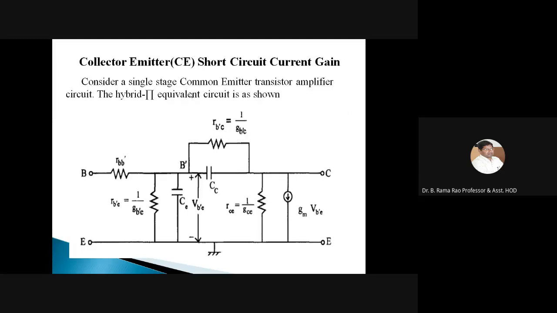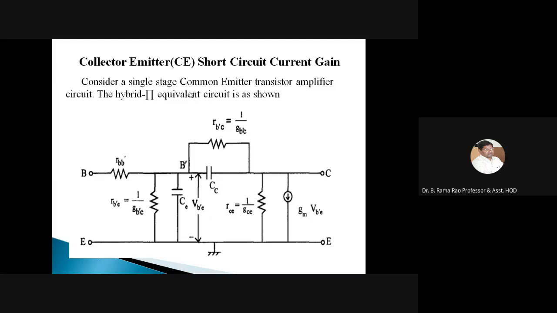Now, the next one is collector emitter short circuit gain, or simply CE short circuit gain. So actually, what is the CE short circuit gain? Why are we going to calculate the value of this CE short circuit gain?